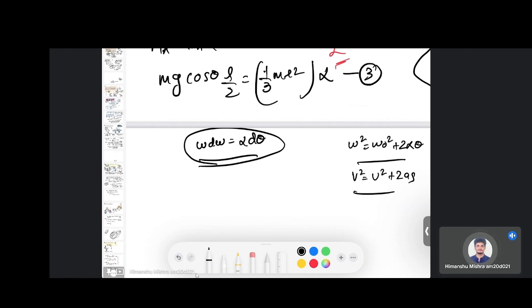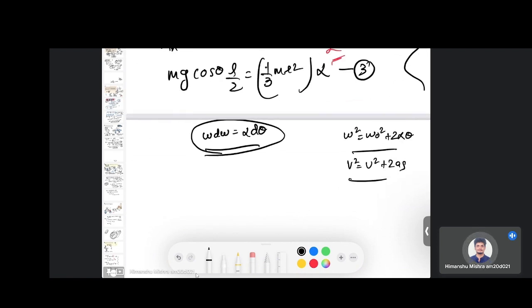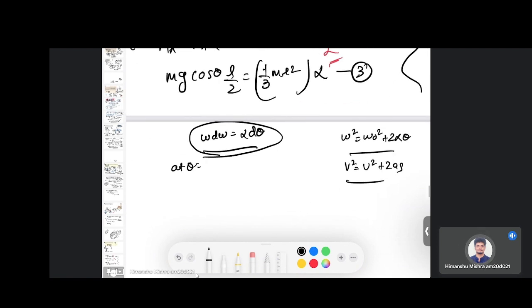Now we need to solve for omega at theta equals 90. So at theta equals 90, what is the omega? What is the angular acceleration? So here the angular acceleration is, omega d omega is alpha d theta, then alpha will be omega d omega by d theta.